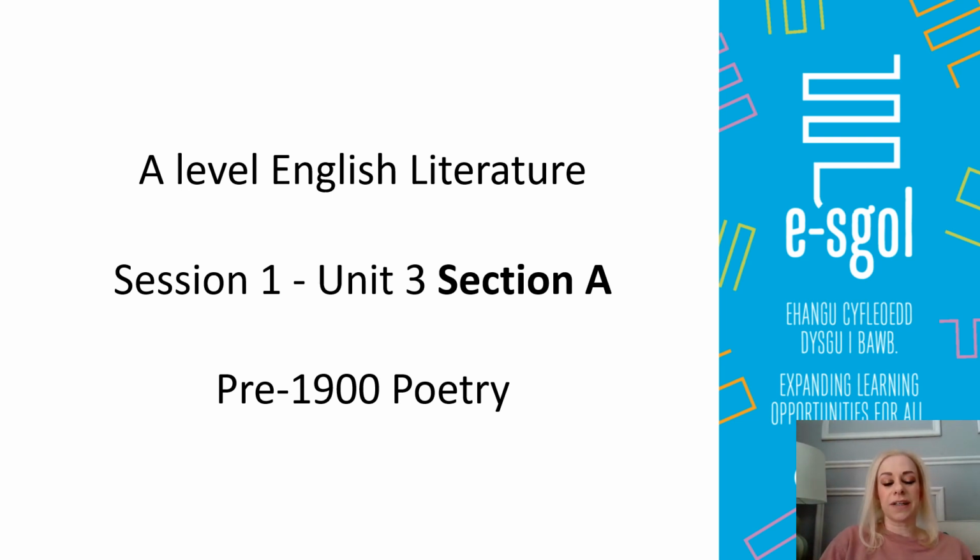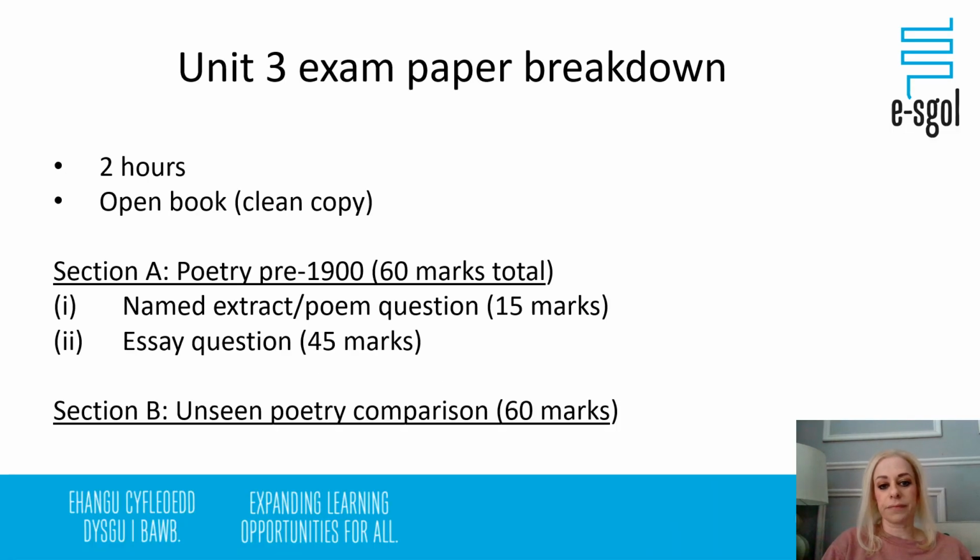This is session 1 and it is going to be on Unit 3, Section A of the Pre-1900 Poetry exam. Now, I'm going to focus just on the one question in this session, which is going to be on the named poem with 15 marks in section A.